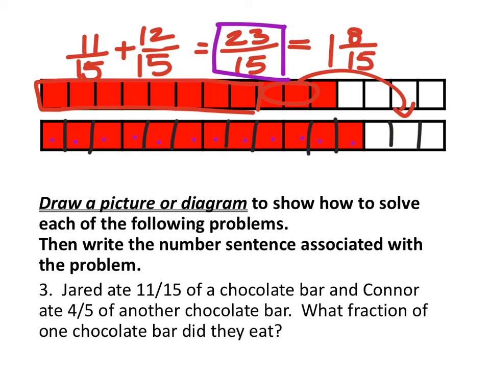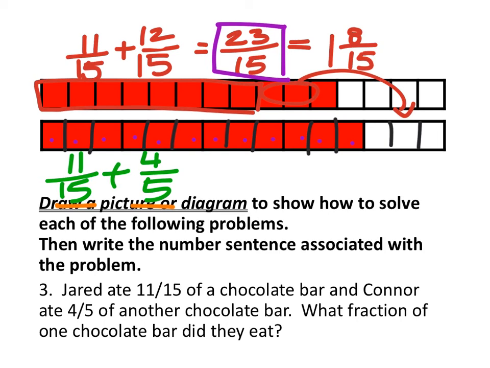Now the number sentence part of this is pretty much exactly like we saw in the beginning. You start with Jared's chocolate bar, 11/15ths, and then Connor's chocolate bar, and he ate 4/5ths, and then you would add those. And the important thing that we need to remember is the two denominators, as of right now, are not the same. They are 15 and 5. So what did we do?